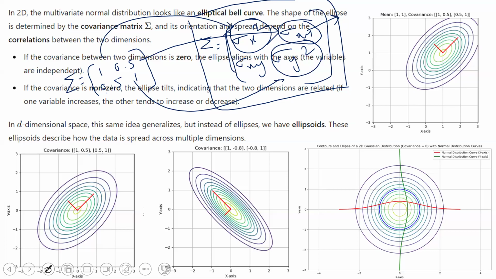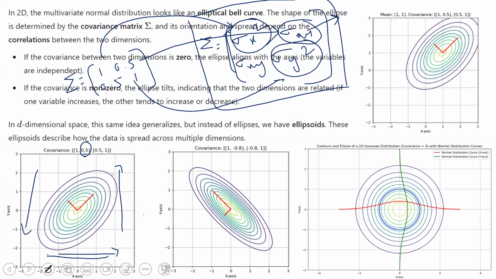So if you look at this diagram, as covariance is positive, when x value is increasing, y value is also increasing. Take any point. So x value is increasing, y value is increasing. When x value is decreasing, y value is also decreasing. That is what positive covariance means, right? 0.5, which is positive covariance.